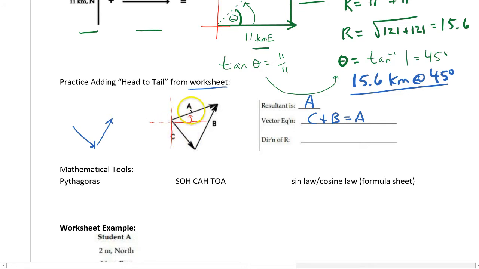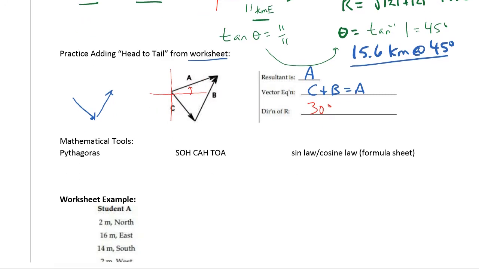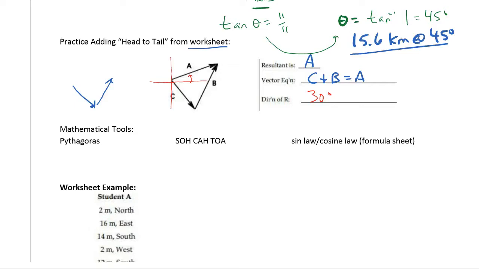Looks to me like it's less than 45 degrees. I'll do an estimate of 30 degrees in there. Okay, so some of the tools that you're going to be using are Pythagoras, and by that I mean the hypotenuse squared is equal to the two legs squared, SOHCAHTOA like we just did, and actually the sine law and the cosine law, which is on the formula sheet. Very rarely, so I won't go into it now, but if we do end up using it, we can.